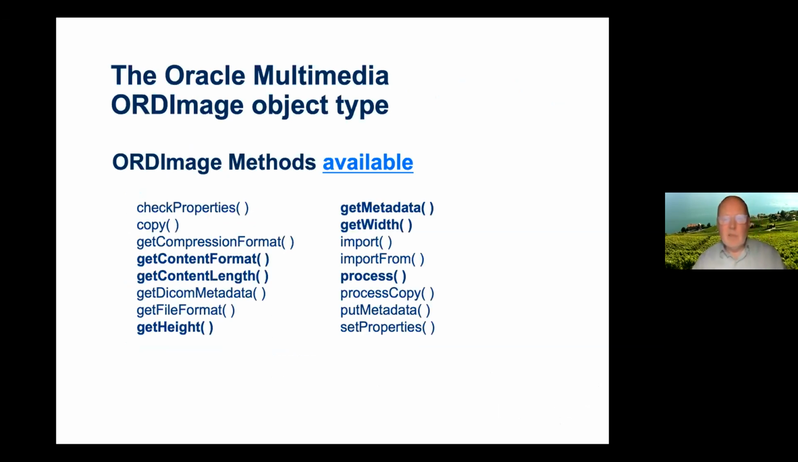And very importantly, we got a lot of methods that came with Oracle Multimedia. So some very interesting methods like get content format, get content length, get metadata. So get metadata was a very important one for us. Process that would allow us to transform images and so on.